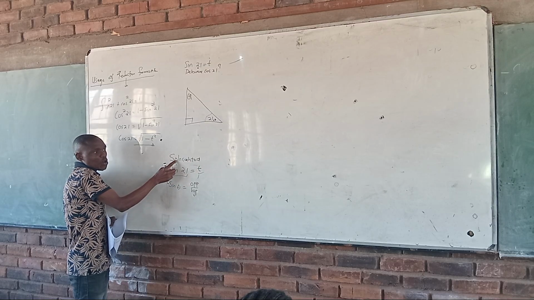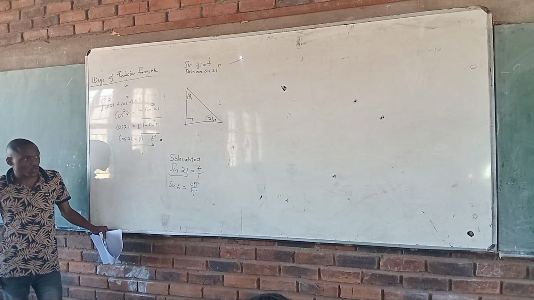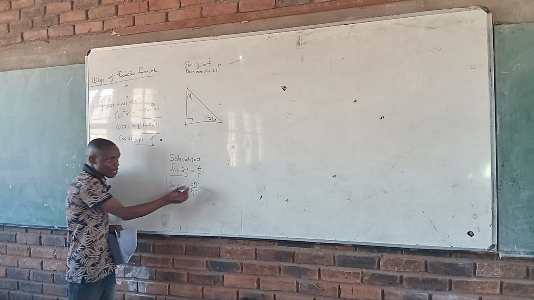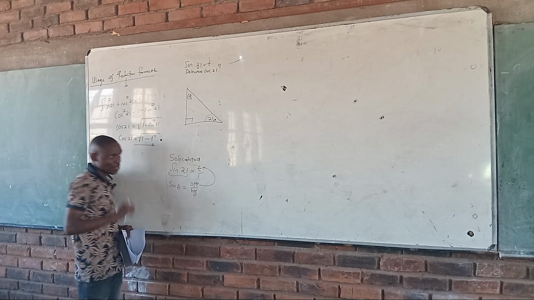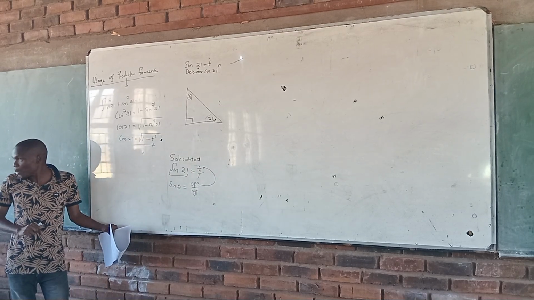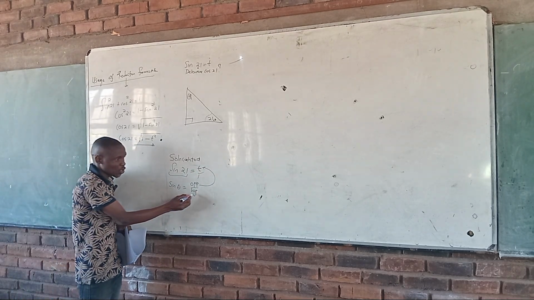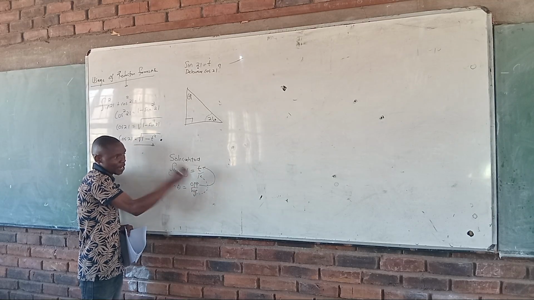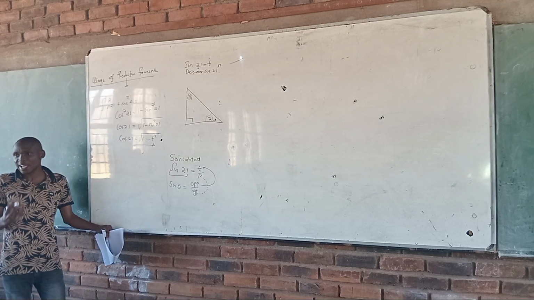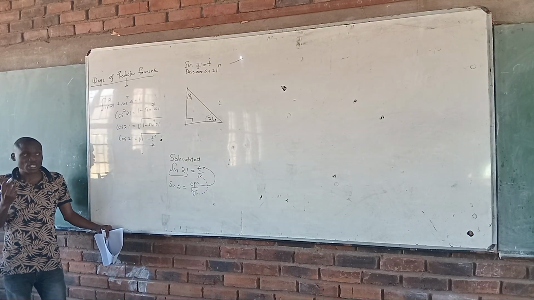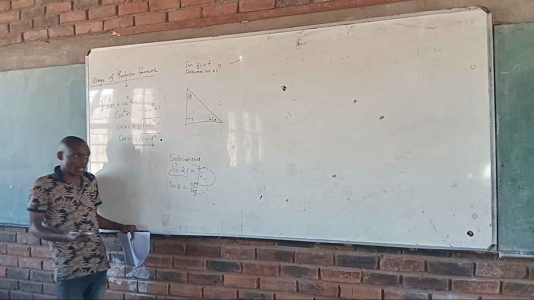Sine is opposite over hypotenuse. What is my opposite? My opposite is t. What is my hypotenuse? My hypotenuse is 1. So I have to find the adjacent using the theorem of Pythagoras.